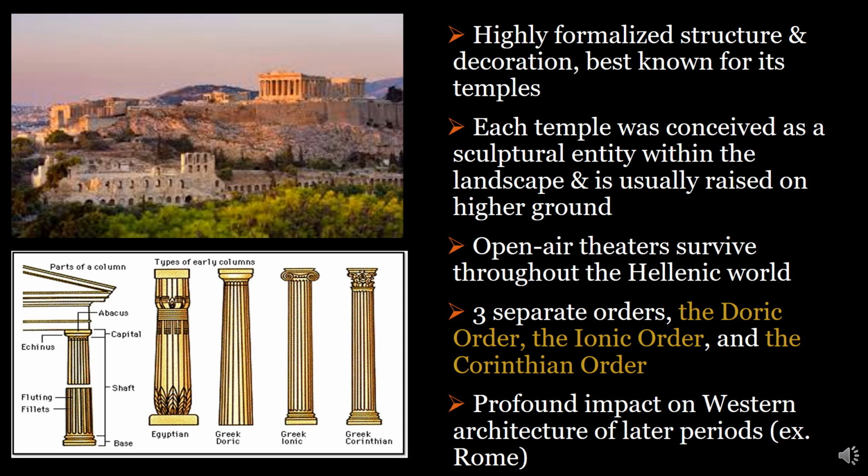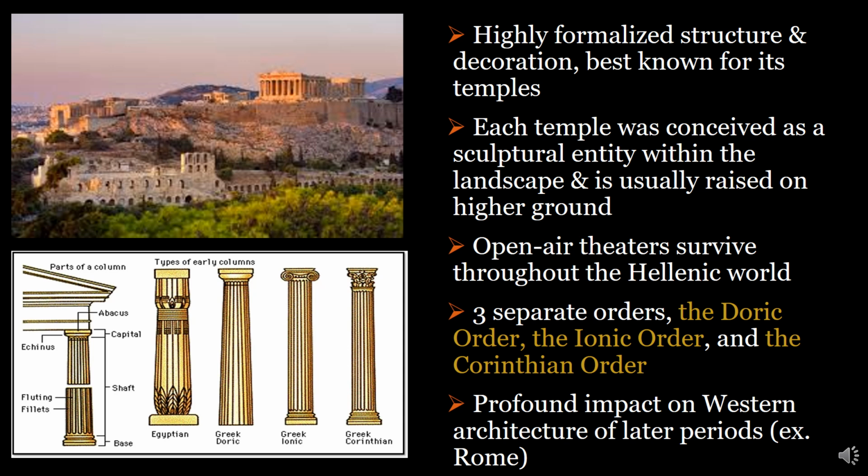Each classical Greek temple appears to have been conceived as a sculptural entity within the landscape, and is usually raised on higher ground so that its proportions and the effects of light on its surface can be viewed from multiple angles. Open-air theaters are also an important type of building that survives throughout the Hellenic world, with the earliest dating from approximately 525 to 480 BCE.